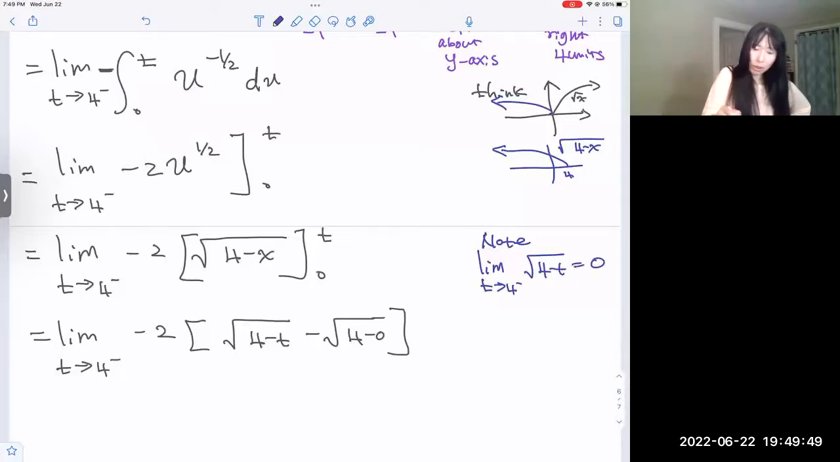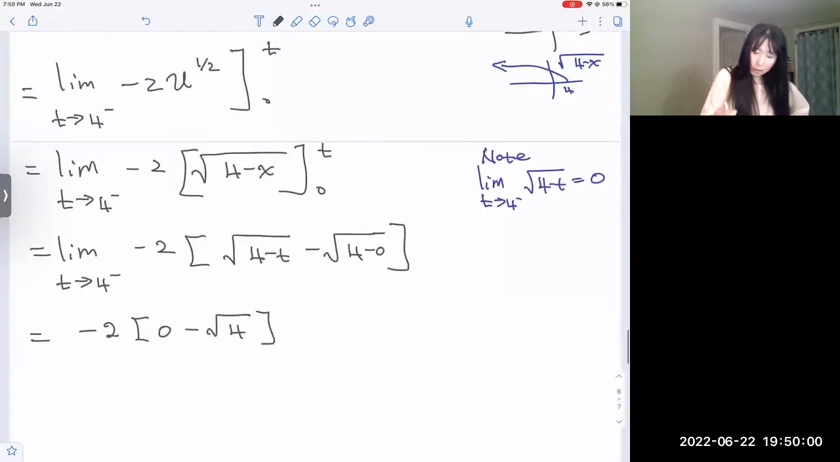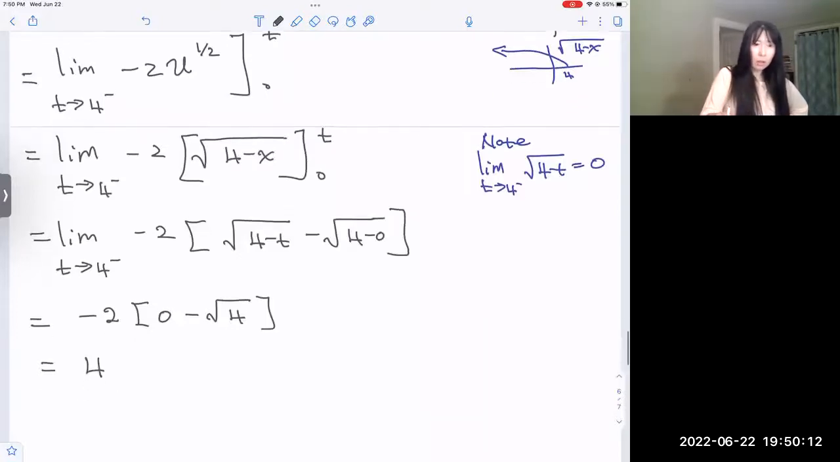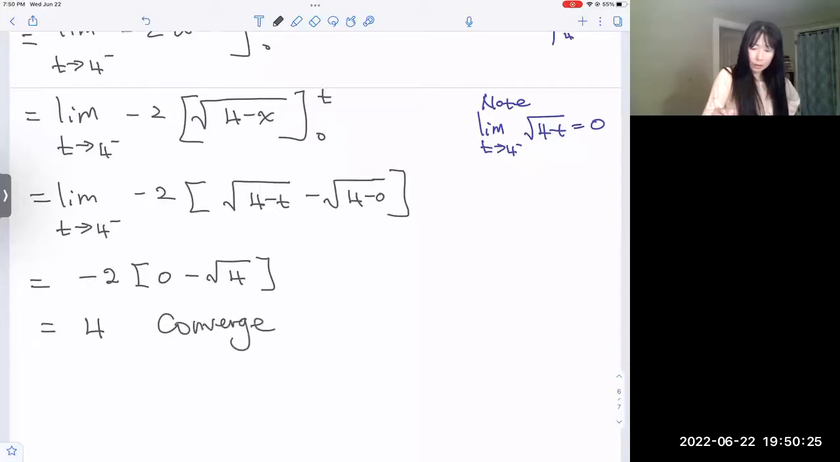Okay, so we will have -2, 0 minus square root of 4, which is -2. What do you get? It's 2, so negative is positive 4. Okay, now is it converging or diverging? Convergent, because we get a number. Okay, good. All right.